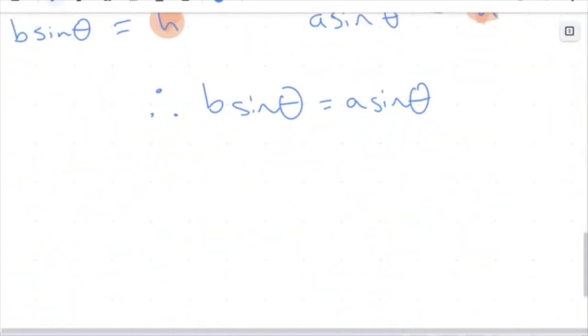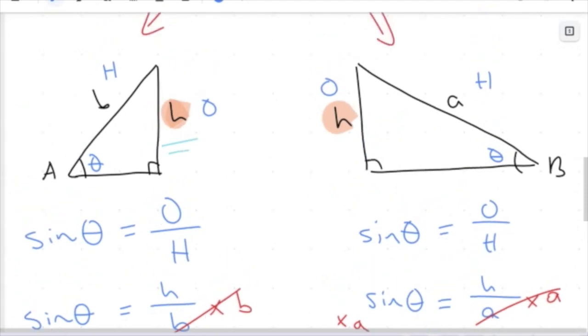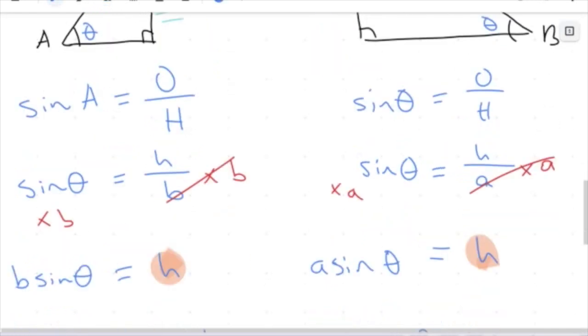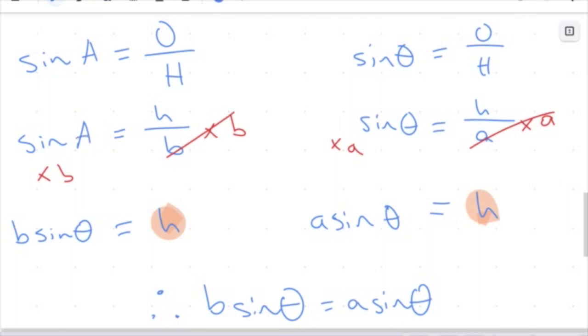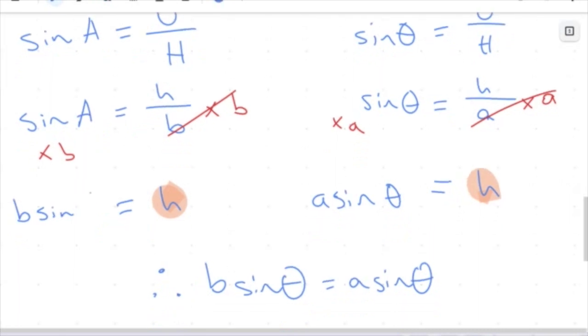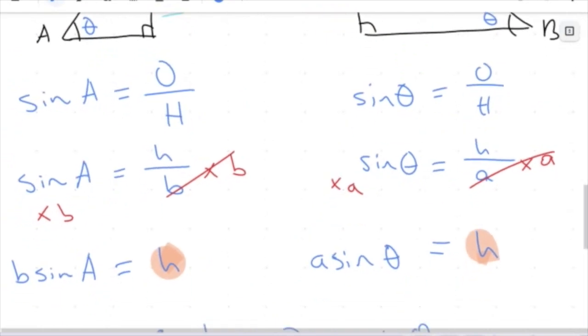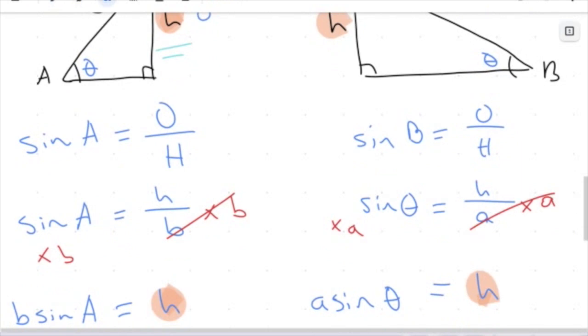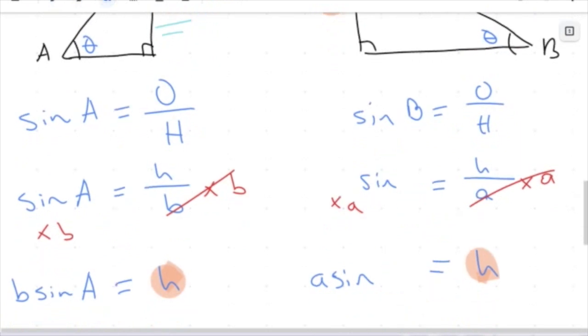So, I have left something out. Instead of this theta, I'm going to put the angle name here. So instead of the theta, I'm going to put A and B, angle A, angle B. So the sine of A, and b sine A equals h. And the same thing over here. I'm just replacing the theta with the actual angle name that's listed there. So instead of theta, I'm going to put sine of B. I'm going to do that all the way through.